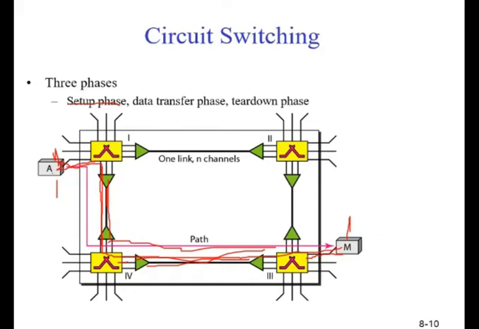Now let's talk about data transfer. After the establishment of the dedicated circuit, the two parties can transfer the data in the form of signals, if you are talking about FDM or TDM. Once they finish the communication, one of the parties needs to disconnect, either this one or this one. A signal is sent to each switch to release the resources. So this switch will release the resources, this switch will release the resources, and eventually this switch will release the resources so that others can communicate.